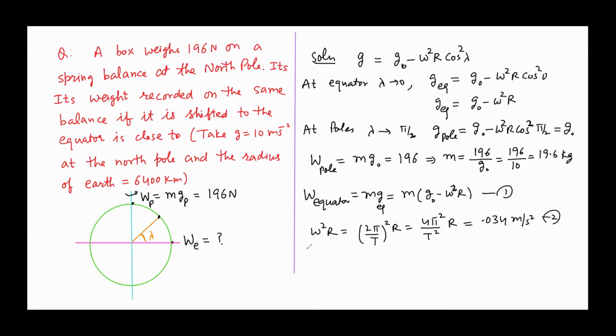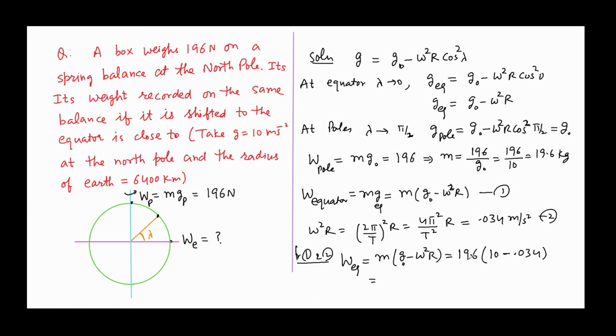So from 1 and 2, what is the weight at the equator? m into g naught minus omega square R. What is m? I have just calculated 19.6. g naught is 10 minus 0.034. If I solve it and multiply it, the answer I will get is 195.32 newtons.